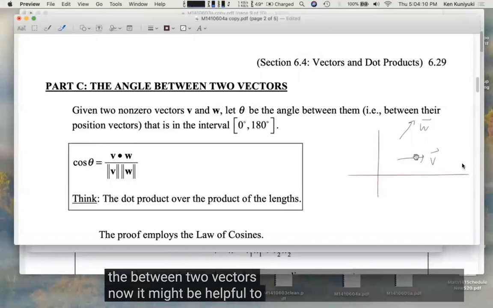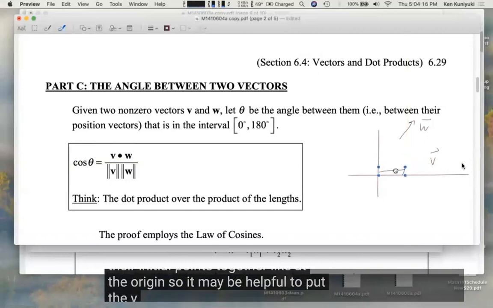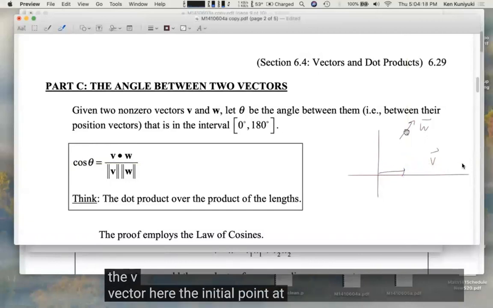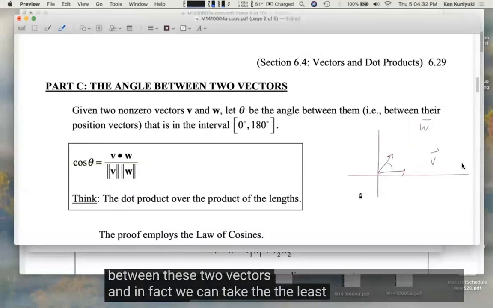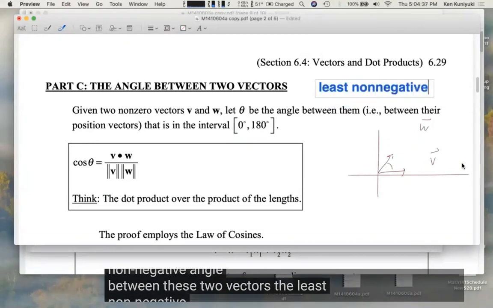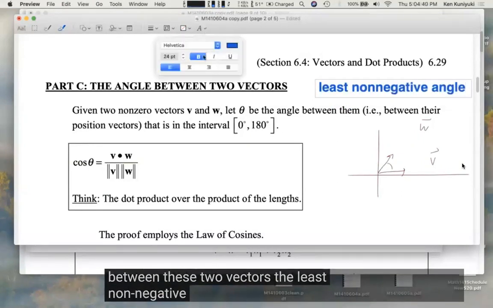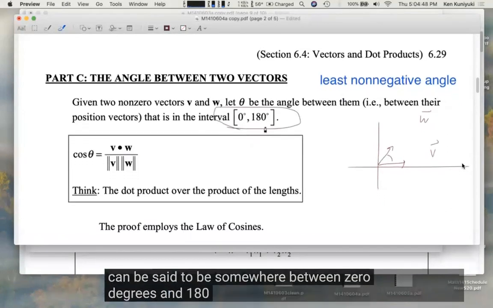Now, it might be helpful to place their initial points together, like at the origin. So it may be helpful to put the V vector here, the initial point at the origin, the W vector here, the initial point at the origin, to help orient ourselves. And we could talk about the angle between these two vectors. In fact, we can take the least non-negative angle between these two vectors, which means that the angle can be said to be somewhere between 0 degrees and 180 degrees.